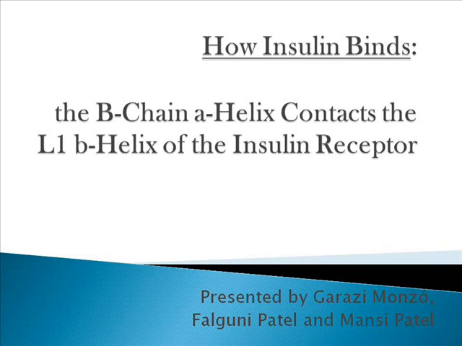Substitution of tyrosine B16 by an isosteric photoactivatable derivative, also known as para-azidophenylalanine, which can be referred to as PAP, enables efficient cross-linking to the receptor. Together, the results support a model in which the B chain alpha helix functions as an essential recognition element.